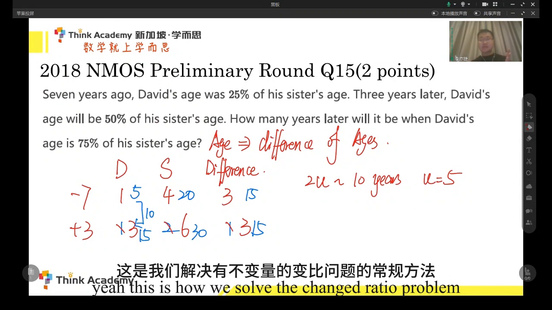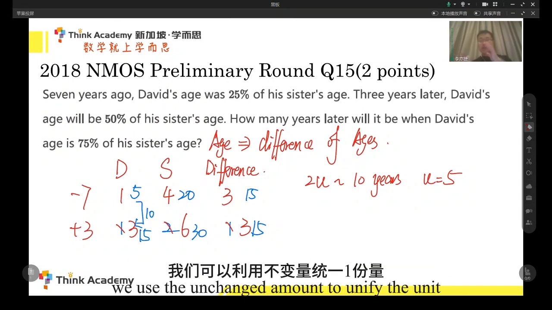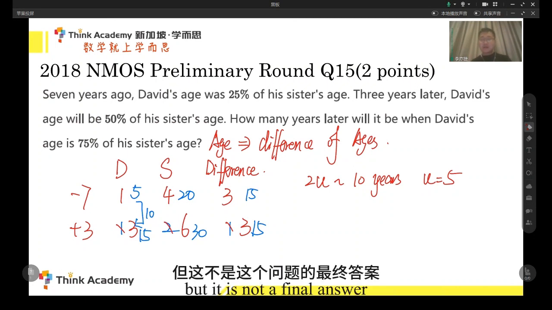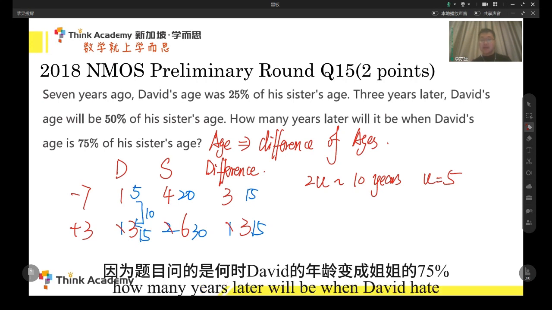This is how we solve the change ratio problem if there is some unchanged amount. We use the unchanged amount to unify the unit and solve it easily. But this is not the final answer, as the question asked how many years later will be when David's age is 50% of her sister's age, right?